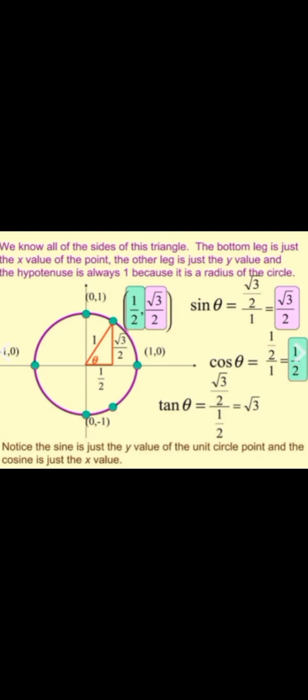Sin theta is equal to square root of 3 over 2 over 1, which is equal to square root of 3 over 2. Cos theta is equal to 1/2 over 1, which is equal to 1/2. Tan theta is equal to square root of 3 over 2 over 1/2, which is equal to square root of 3. Notice the sine is just the y value of the unit circle point, and the cosine is just the x value.